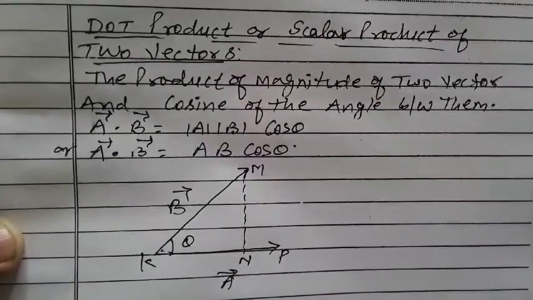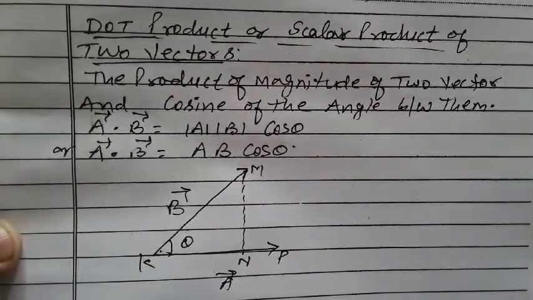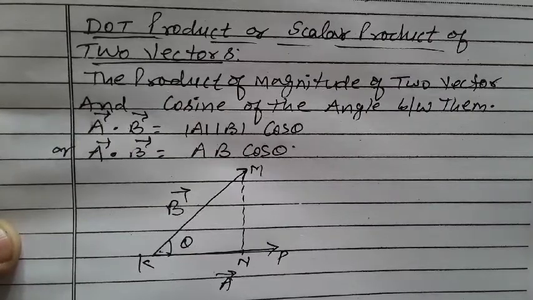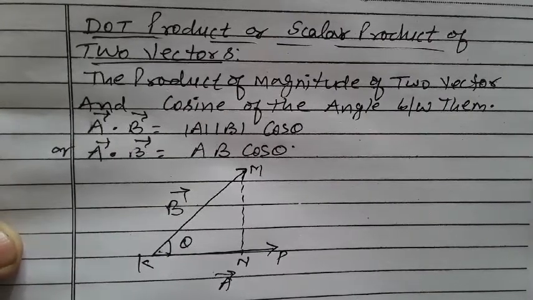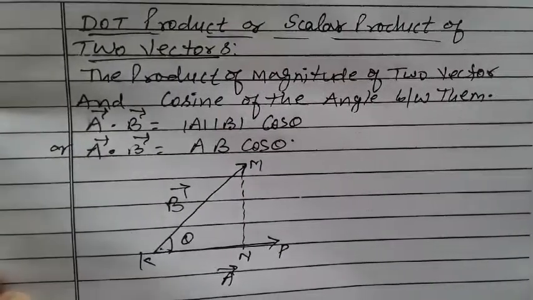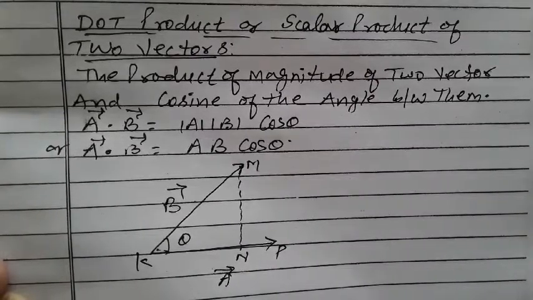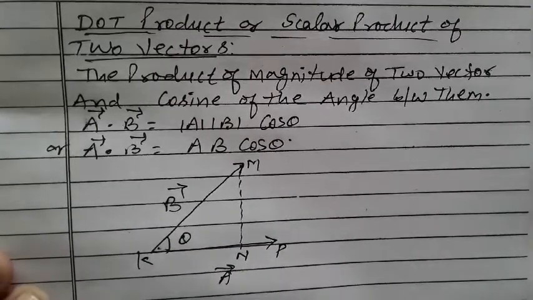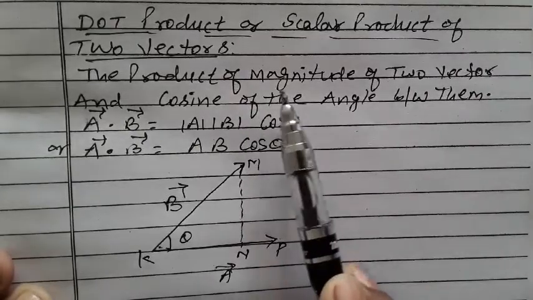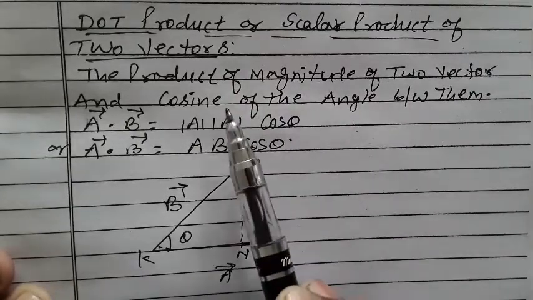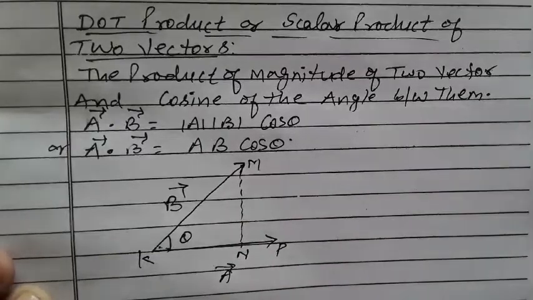Good morning, children. In our vectors chapter, the next topic is the dot product or scalar product of two vectors. Whenever two vector quantities are multiplied with each other and their resultant is a scalar quantity, we have a new topic called the dot product of two vectors. It is defined as the product of the magnitudes of the two vectors and the cosine of the angle between them.